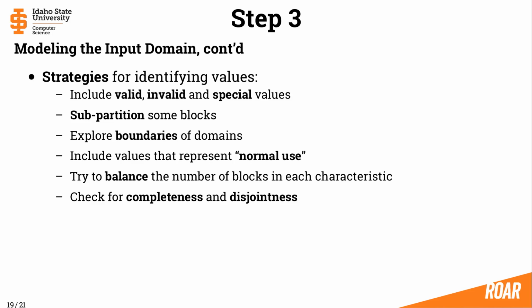Continuing with modeling the input domain, there are strategies for identifying values. We need to include valid, invalid, and special case values. We need to think about subpartitioning some blocks. We might want to think about boundaries on domains and how we might explore those. We want to include values that represent normal use or the happy path. We need to try to balance the number of blocks in each characteristic so that it's easier to evaluate. And once we're done with all that, we have to check to make sure that our partitioning is complete and disjoint.